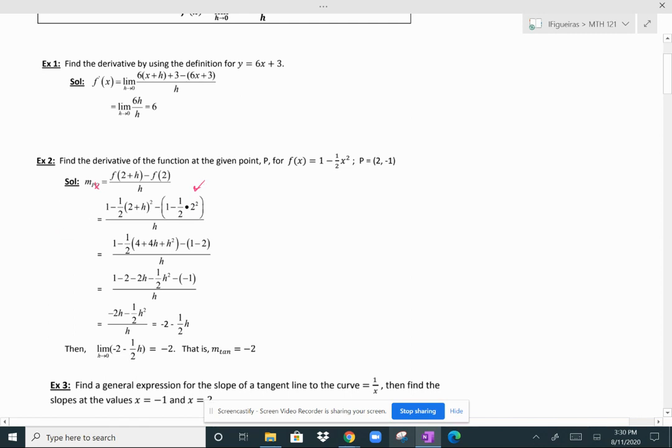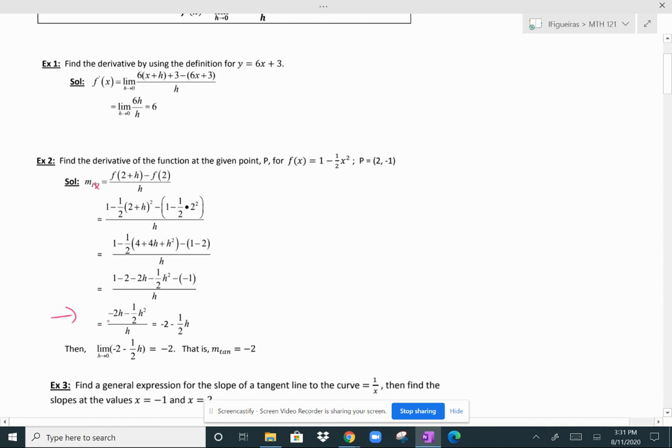So we need to expand the 2 plus h squared, which is what you see on this next line, and simplify this part here. So you get 1 minus 2 inside the parentheses. Then when I distribute the negative 1/2, you end up with 1 minus 2 minus 2h minus 1/2 h squared. This 1 minus 2, that's -1. And then continue simplifying, and you end up with what you see on the next line, which is negative 2h minus 1/2 h squared all over h.